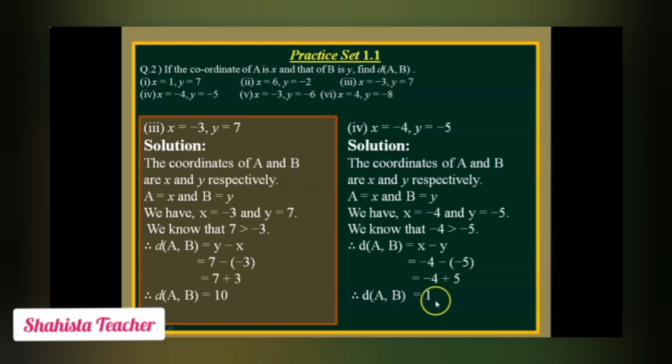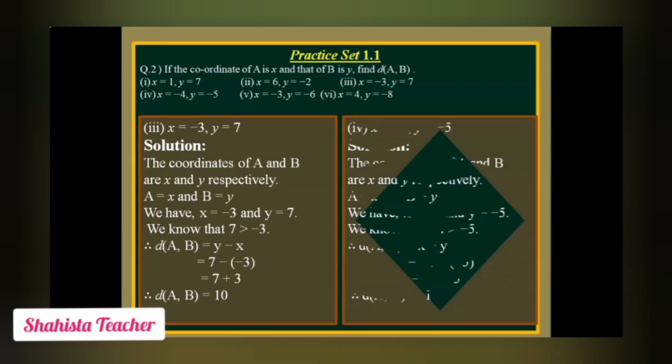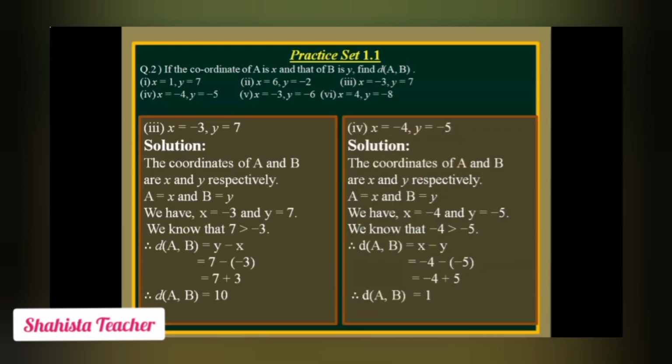Distance of A comma B is equal to 1. As I told you before, after calculating distance, we will always get a positive number. We will not get a negative number here. Is that clear? After finding distance, we get a positive number, no negative number. Is that clear? So distance of A comma B is equal to 1. So students, in this way we finish sum number 4, that is x is equal to -4 and y is equal to -5. So distance of A comma B is equal to positive 1.